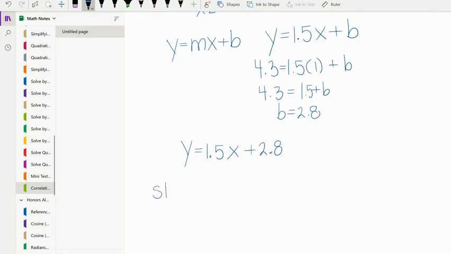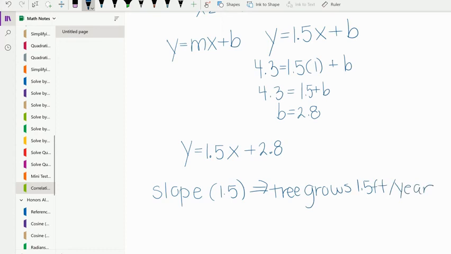The last thing I want to look at is, what does this actually represent? So what does the slope represent? Well, the slope is 1.5. We know that, but what does that mean? That means that the tree grows 1.5 feet per year, because that's what the slope represents.